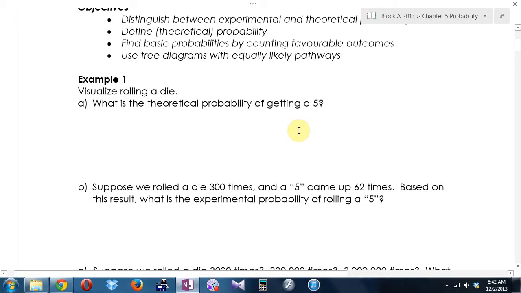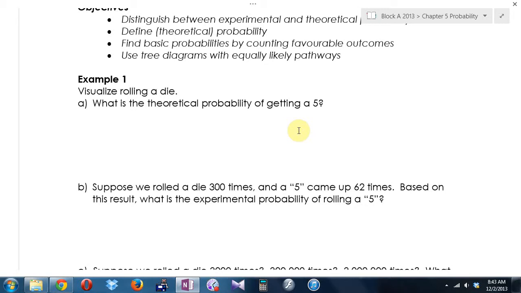So I'm starting out with something you all know, especially those 4 of you that were late today. Visualize rolling a die. What's the theoretical probability of getting a 5? You all know this? Colin. Okay, we're going to teach you some notation.